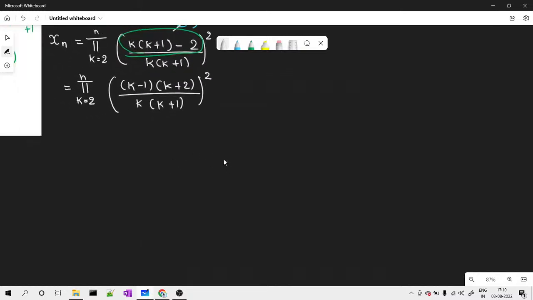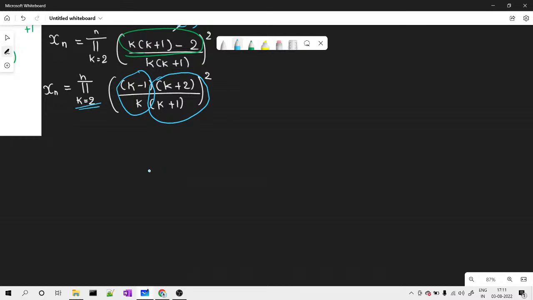What I observe is this is my xn. In this xn, the part k has its previous term in the numerator, and over here k plus 2 has its previous term in the denominator. And what I am going to do is take the product of them.